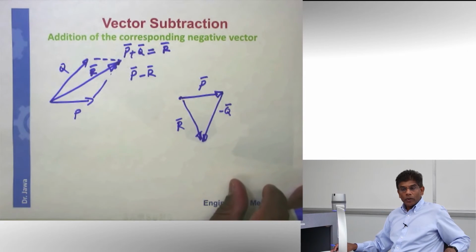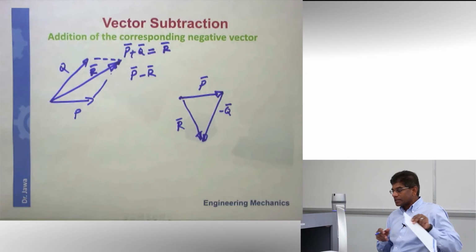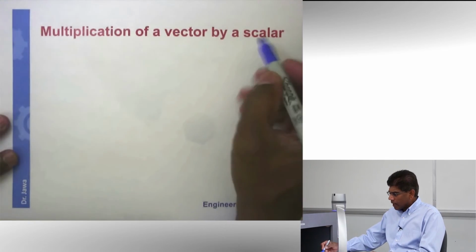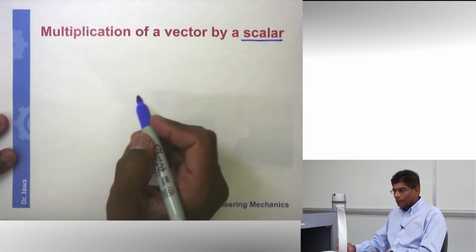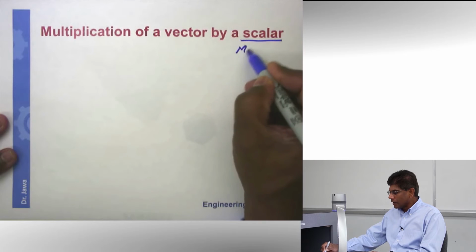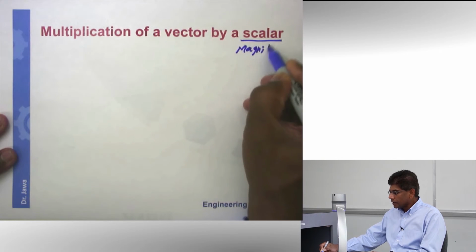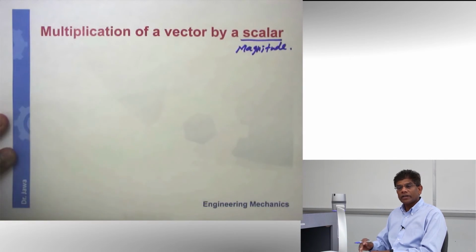And now let's take a quick look at multiplying a vector by a scalar. Now, I am using the word scalar. I'm not sure if I used it before. A scalar means it is just a number. We talked about the word magnitude, right? Scalar is just a magnitude. It does not have any direction.